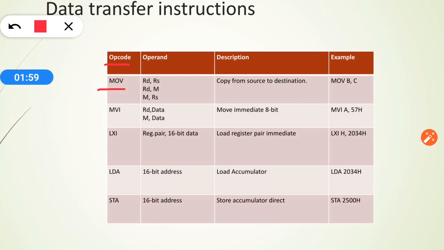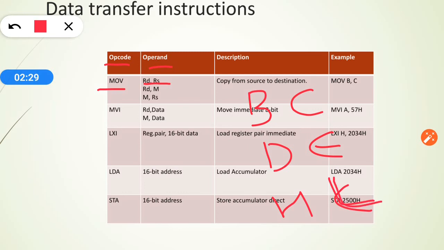Operands are those upon which we are going to perform the operation, right? Here the operands are RD and RS. RD means destination register and RS means source register. Remember, both destination and source registers are from our general purpose registers B, C, D, A and HL.